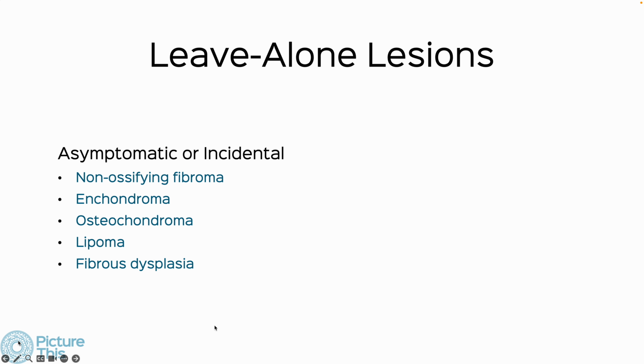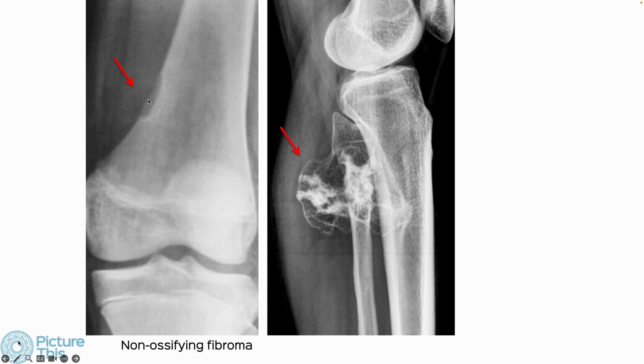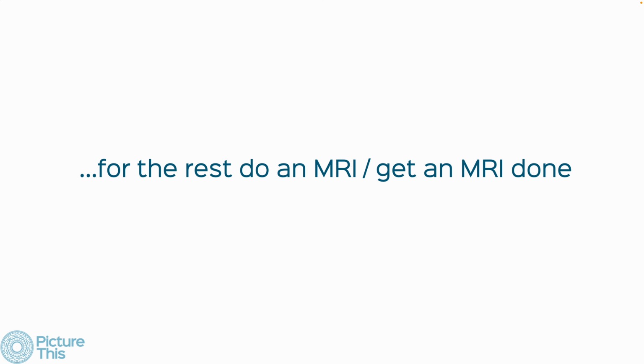So these are the leave alone lesions that we need to be able to instantly identify on the x-rays so that nothing further is done. At the most these days, because of the medicolegal concerns with radiographs, MRIs do get done, but even then the idea should be to leave alone these lesions. So that's a classic non-ossifying fibroma. This is a classic osteochondroma. These are basically to be left alone. But for the rest, we need to get an MRI done.